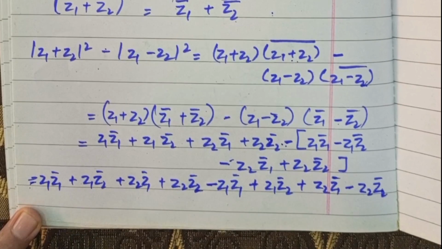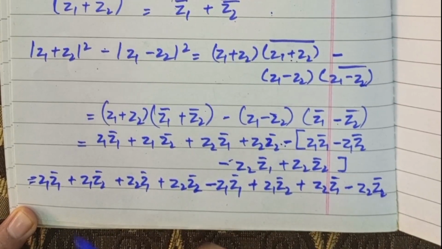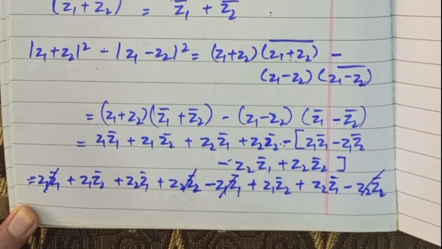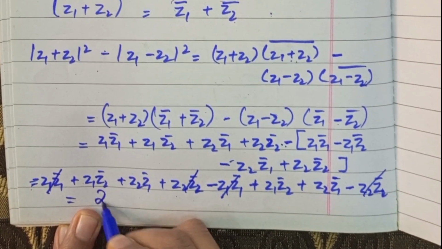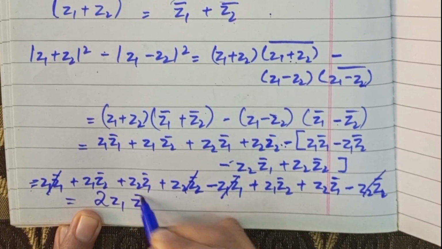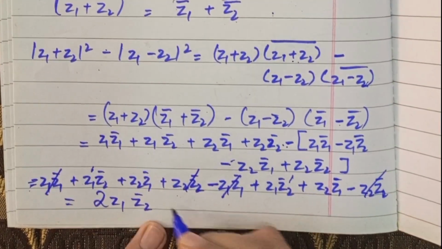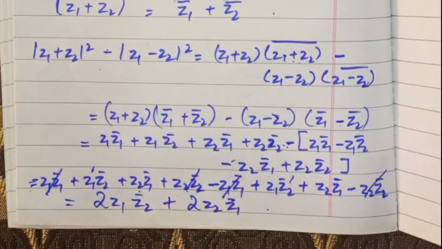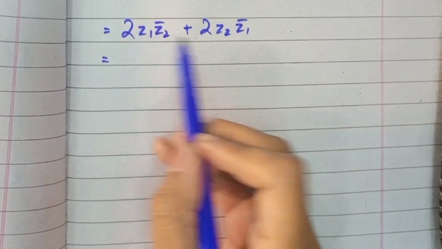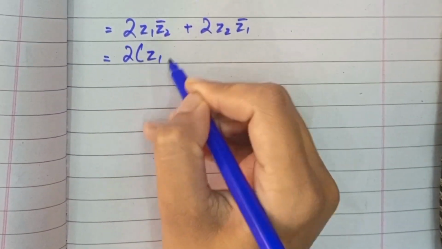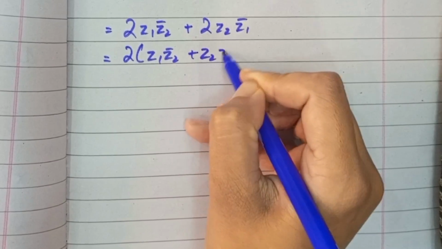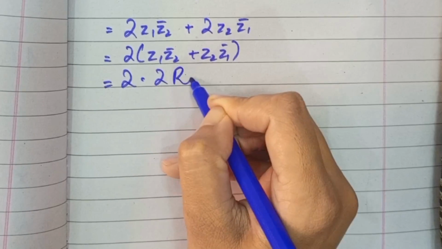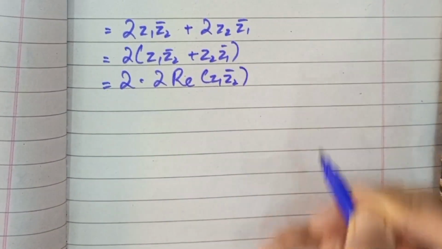Now we will check for the terms that can be cancelled out. z1 z1 bar can be cancelled out, z2 z2 bar is cancelled. So we are left with 2 into z1 z2 bar plus 2 into z2 z1 bar. Now we will take it common and express it as 2 into the real part of z1 z2 bar.